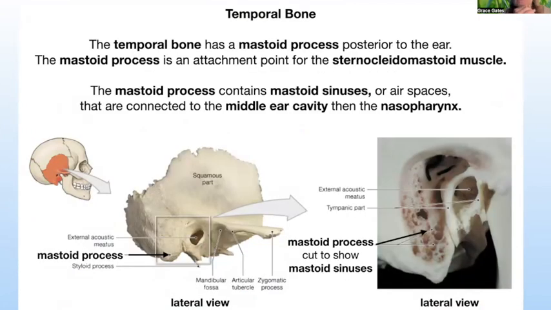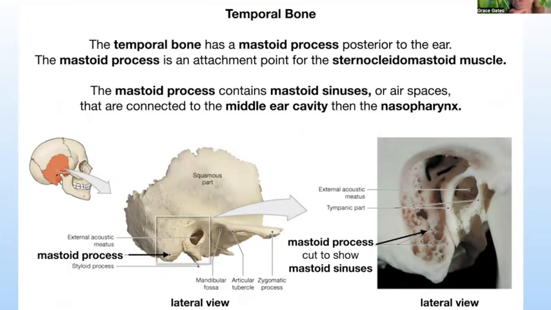The temporal bone has a mastoid process posterior to the ear. The mastoid process is the attachment site for the sternocleidomastoid muscle. That muscle is attached in three places: at the sternum, cleido is for clavicle, and at the mastoid process of the temporal bone. So that's where it gets its name from, the sternocleidomastoid muscle.